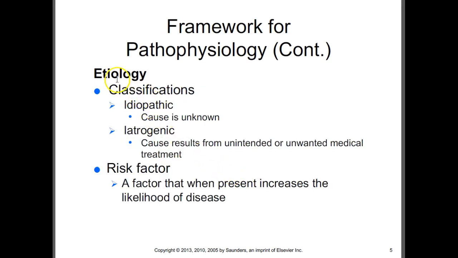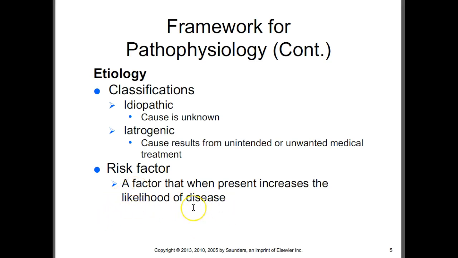Etiology can also be defined as an unknown etiology. We call that idiopathic, which means we have no idea where this came from. Or it could be as a result of medical treatment. We call that iatrogenic. You'll see a lot of people get leukemia as a result of chemotherapy. Chemotherapy was trying to kill your cancer, but it affected your red bone marrow, and now you have leukemia.